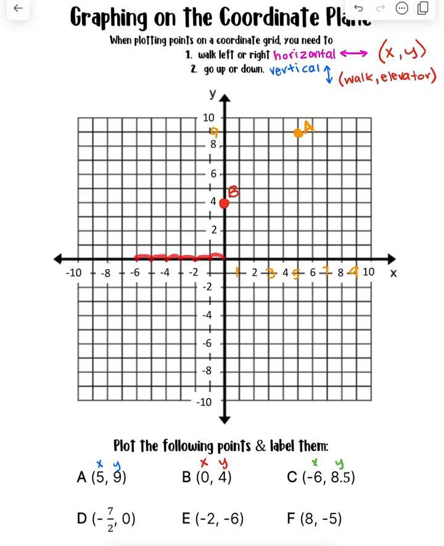Negative 6. Perfect. And then I have a positive 8.5. So I need to go up because I'm positive. But let's look. It is 8.5. So I need to go up 8. 1, 2, 3, 4, 5, 6, 7, 8. And then 0.5 would be right there in the middle. We can't go all the way to 9, so it would go right there in the middle. So let's go ahead and put our dot there. And again, it goes in the middle of those lines. So it's not on the corners, it's in the middle, and that is C.